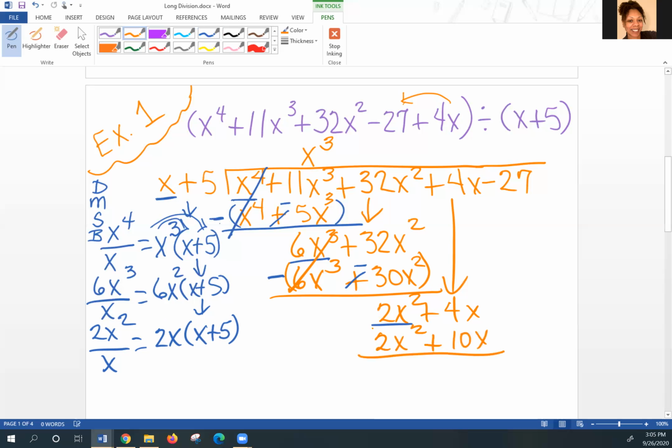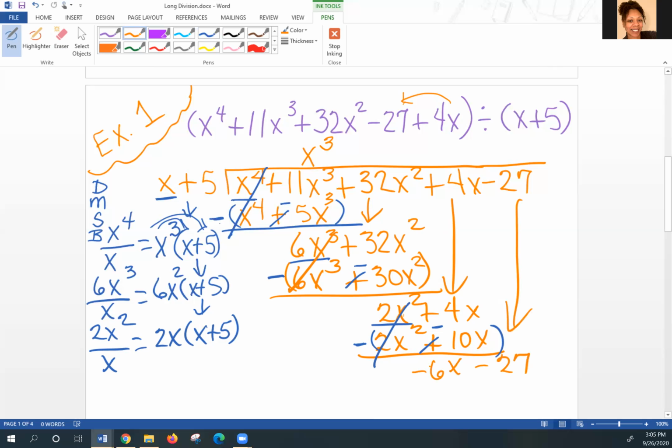Again, exact same. The only difference now is because I have a subtraction sign and a set of parentheses, this is going to change. And that goes away. I am left with 4 minus 10, which is negative 6x. Bring down my negative 27.